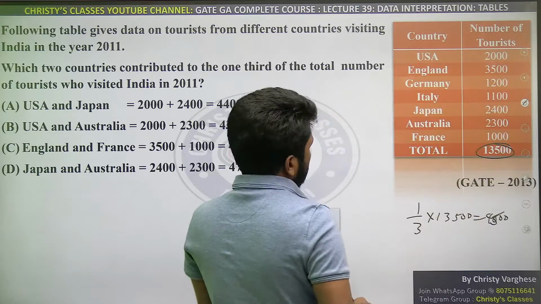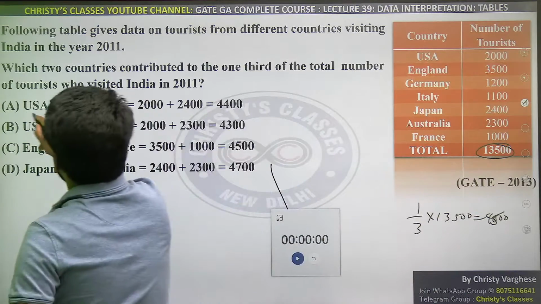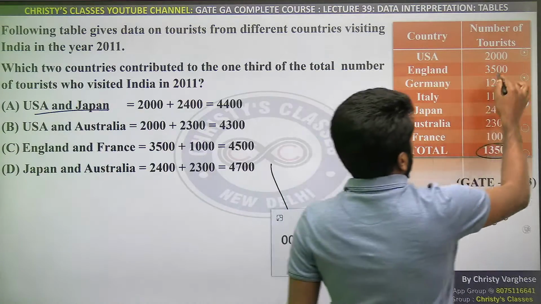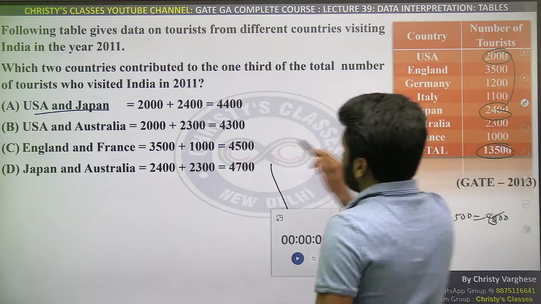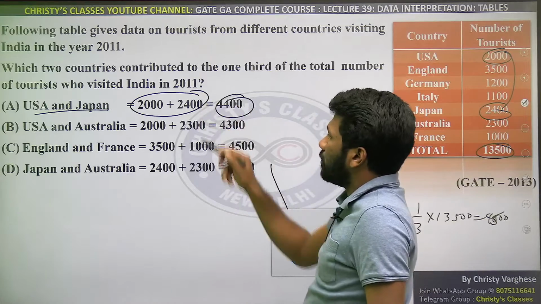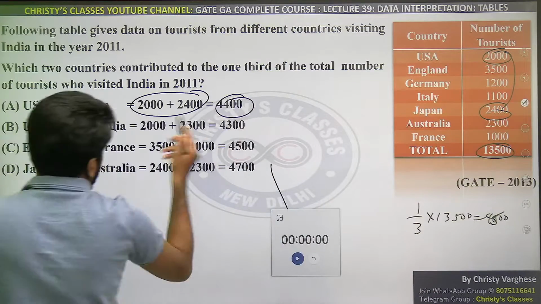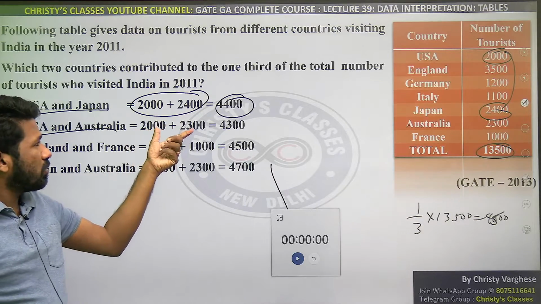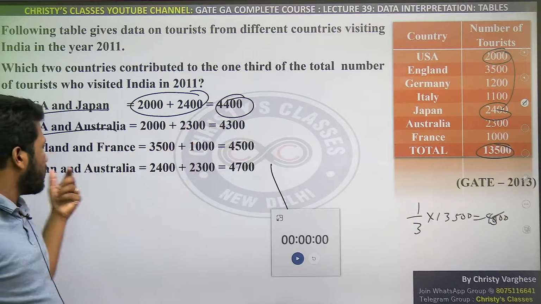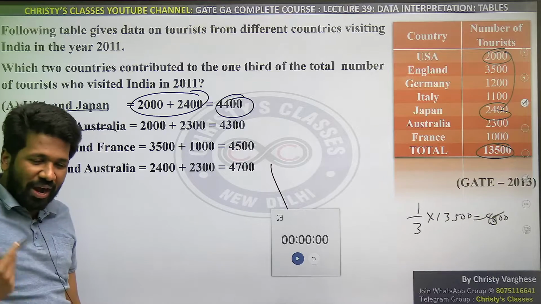So exactly 4,500. Use each option. Option A is saying USA and Japan. 2,000 and 2,400. Adding 2,000 and 2,400, you will get 4,400. Similarly, USA and Australia. Take from the table and add it. It cannot be more simple than this. 2,000 plus 2,300. 4,300. Yeah, it is a tiring process to add it again and again.